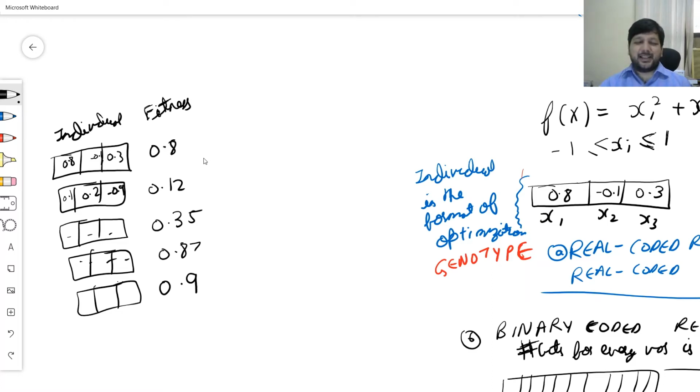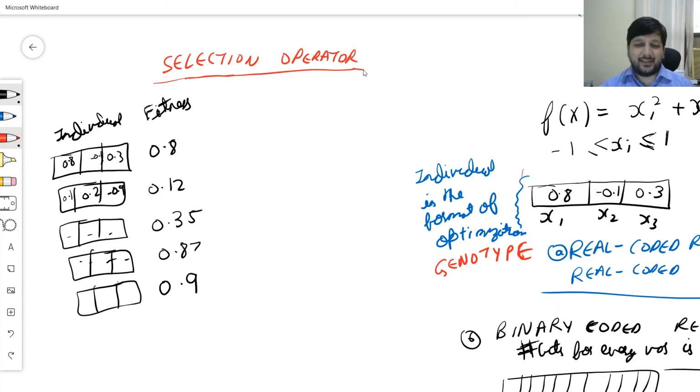Now, suppose I need to select 4 individuals. And for some time being, let us assume the individuals which do not get selected, they'll eventually die off. So in order to do this, I'll apply a selection operator. So I need to select 4 individuals in general, k individuals from a population size of n.